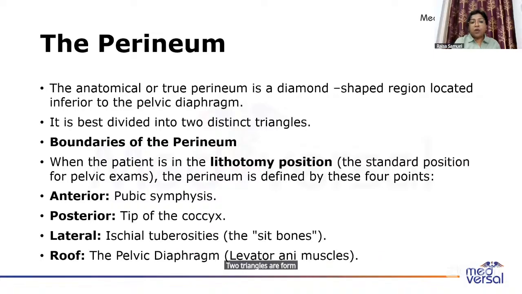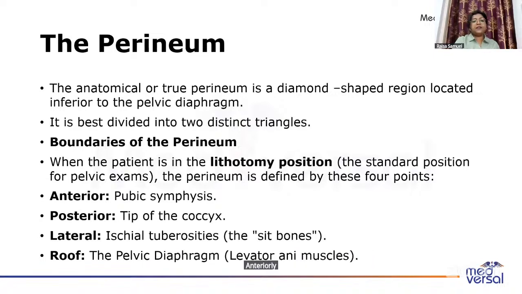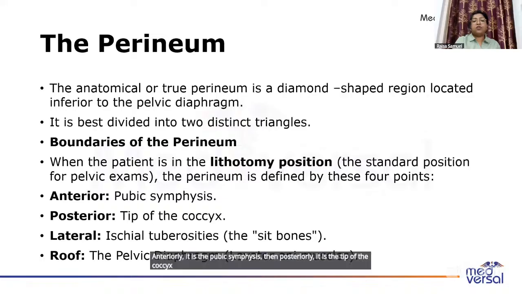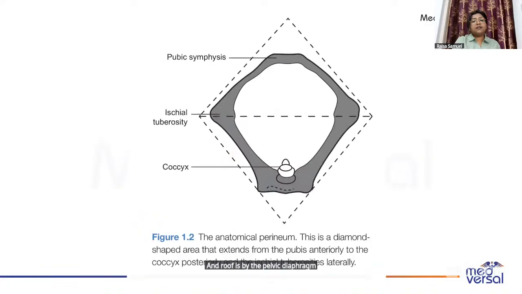So what are the boundaries of the perineum? We always assess the patient in the lithotomy position, which is the standard position in pelvic examination. There are 4 points. Anteriorly, it is the pubic symphysis. Posteriorly, it is the tip of the coccyx. Laterally, you have the ischial tuberosities, which are also called the sitting bones. And the roof is the pelvic diaphragm, which is formed by the levator ani muscle.